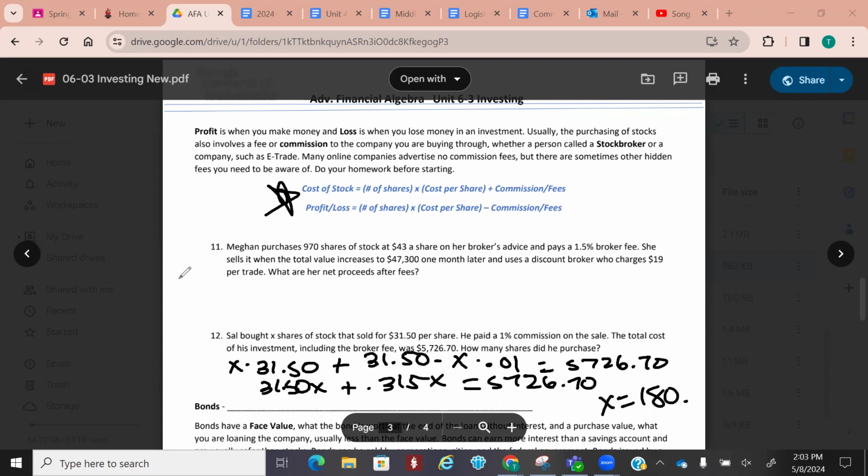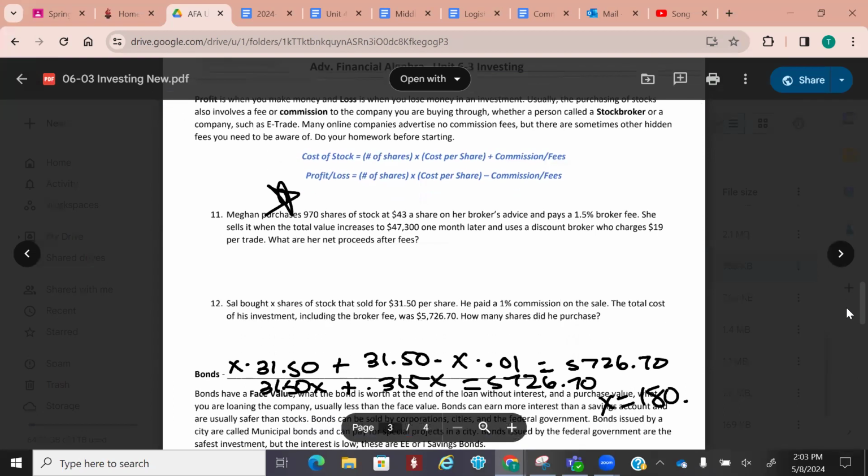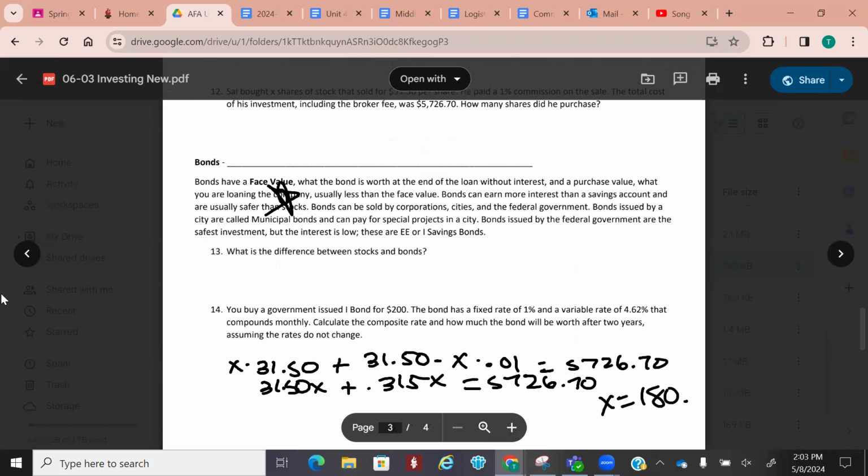Now, bonds are a little different. A bond is a loan that you are issued by the government, municipalities, or companies. Okay, so let me scroll down and write that out. Bonds.